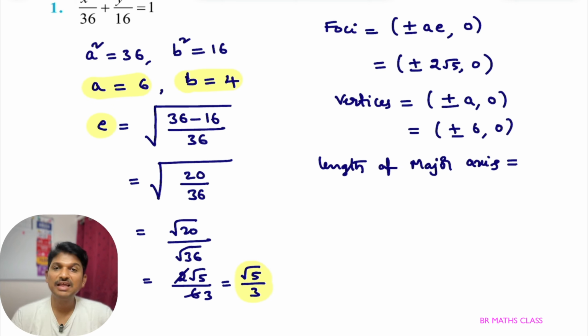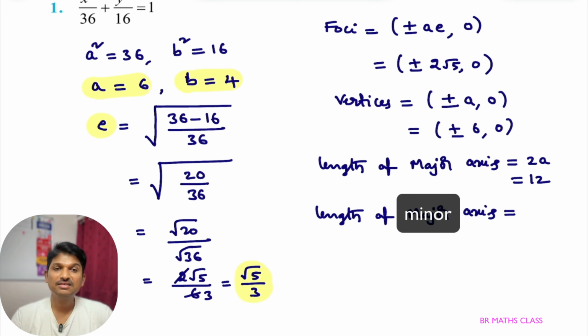Next one is length of major axis. Length of major axis is 2a. What is a here? A is 6. 2 into 6 is 12. Now length of minor axis. Length of minor axis formula is 2b. This is for standard form of ellipse. B is 4. So 2 into 4 is 8.